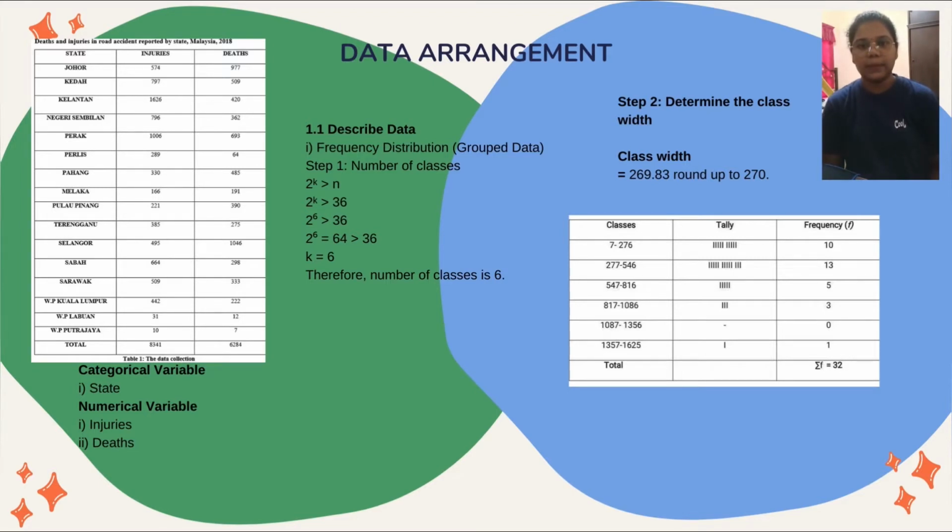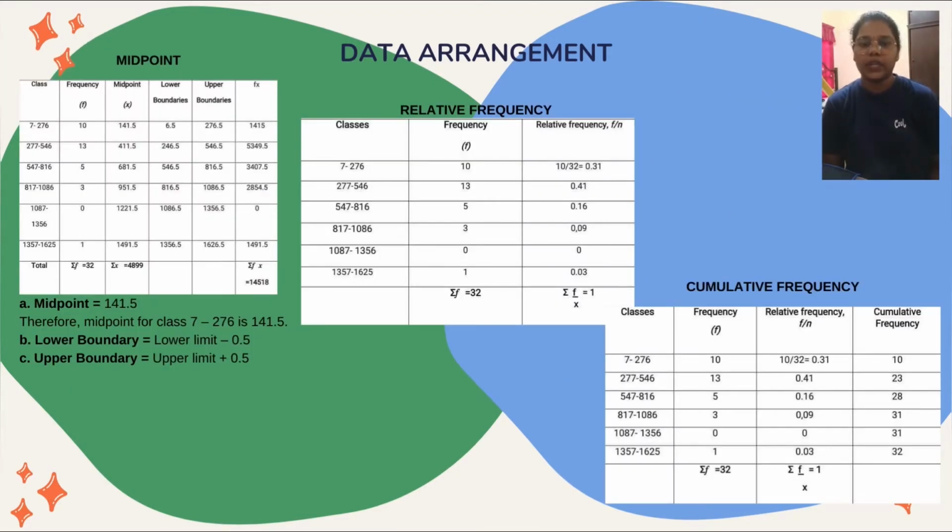The fourth step is to find the midpoint. The formula of the midpoint is lower class limit plus upper class limit divided by 2. I use this method for every class. For example, in the first class the midpoint is 141.5. Next is to find the lower boundary and upper boundary. The formula for lower boundary is lower limit minus 0.5, and for upper boundary is upper limit plus 0.5.